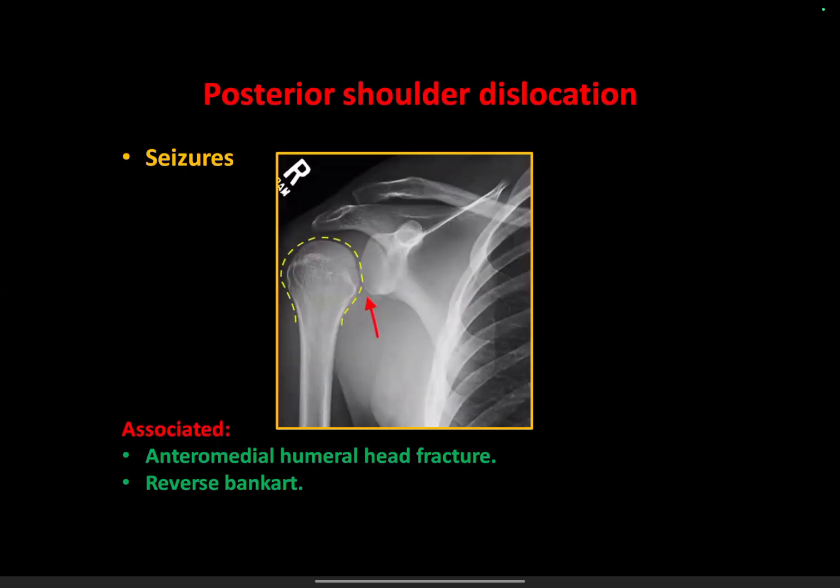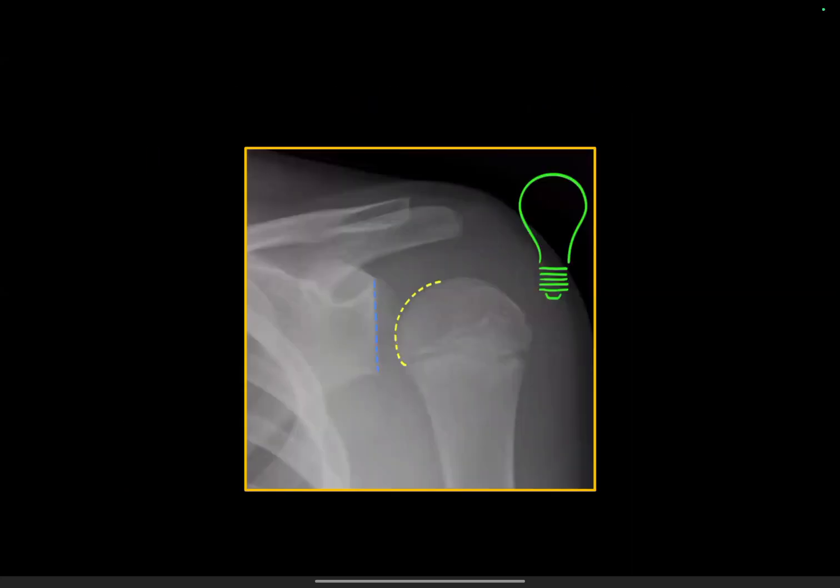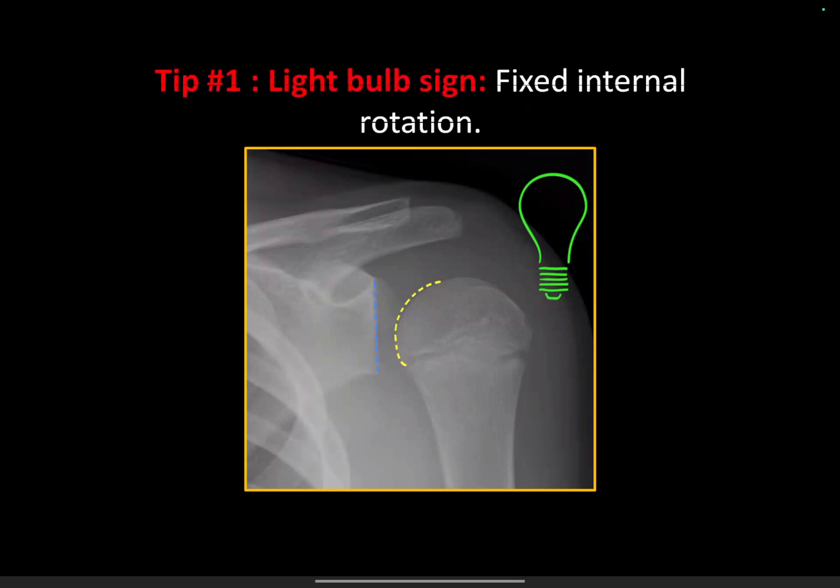Now, these are quite tricky to diagnose on radiographs. So I tried to include a couple of useful tricks in order for us to diagnose this entity. So, number one, what happens? The patient will be in fixed internal rotation. Because the patient is in fixed internal rotation, it gives me the famous light bulb sign or light bulb appearance. What do I need to see in order to call it that?